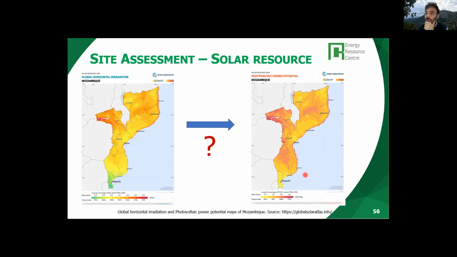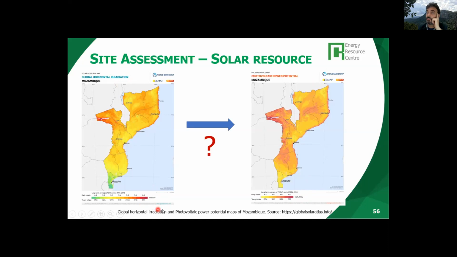The left one mentions the irradiation. In the other one, the photovoltaic potential, the power potential, is mentioned. It is a different kind of map. Exactly. They are not talking about the same thing. Correct. You're right. These two maps are different. Look at the units.